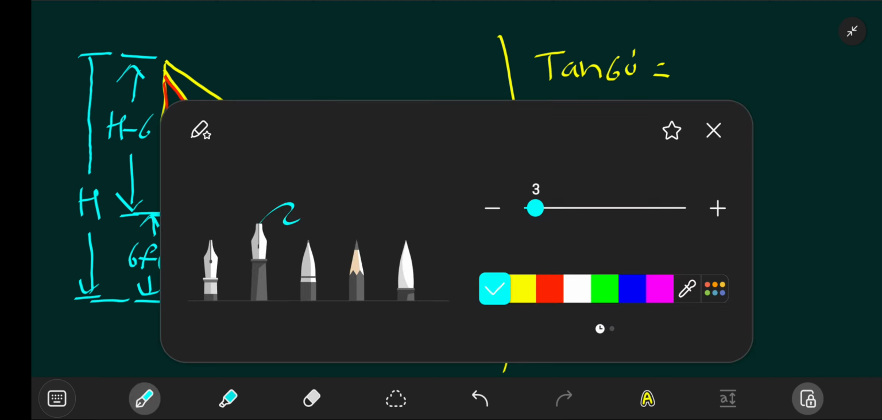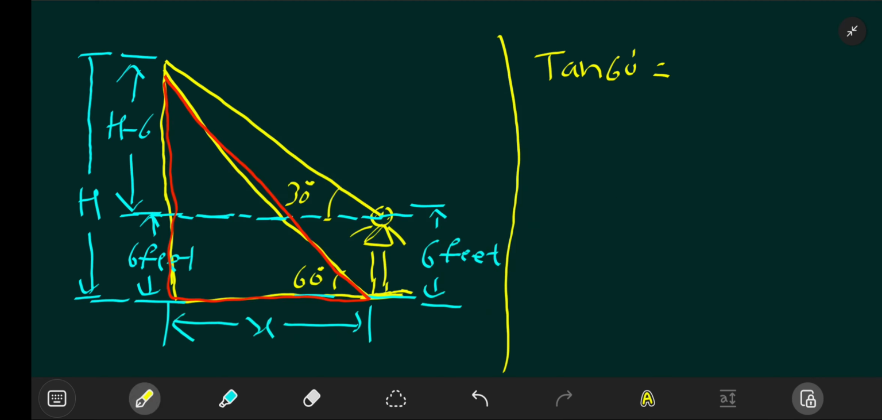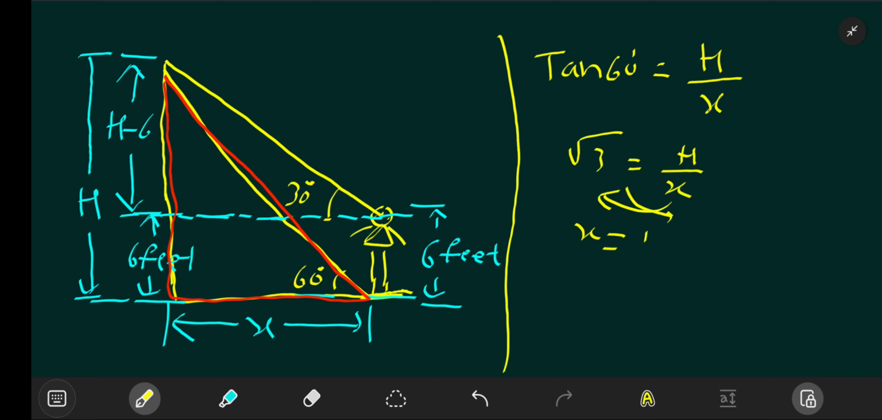Now, with the base side, the perpendicular side and theta, I have applied tan 60 degrees. Tan 60 degrees is equal to the complete height h divided by x. Tan 60 degrees is root 3, so root 3 equals h divided by x. Sending x to the left-hand side and root 3 to the right-hand side, x is equal to h divided by root 3. This is one value we got.